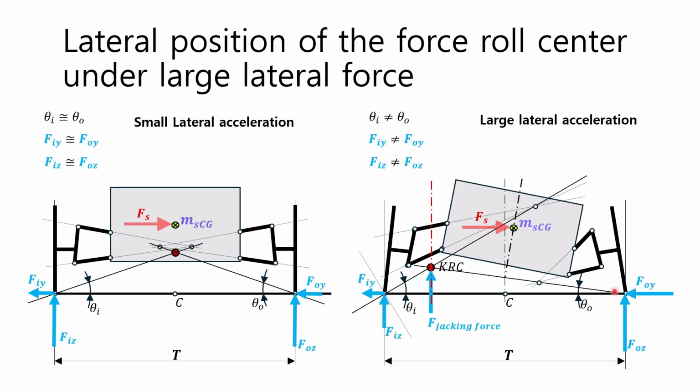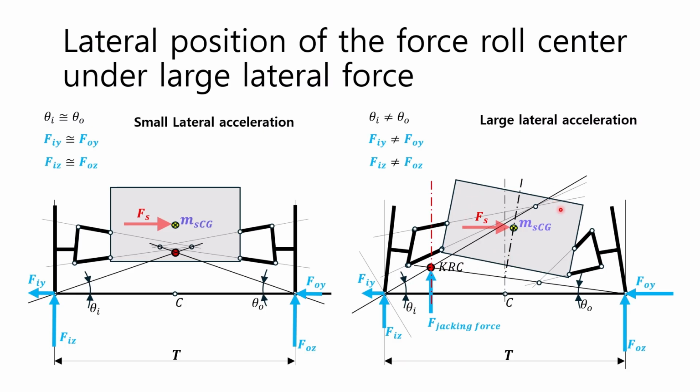For this reason, the jacking force caused by the difference in the outer wheel lateral force FOY and the inner wheel lateral force FIY in the figure on the right causes an up and down displacement of the roll center, and the line of action of the jacking force caused by the different lateral loads of the left and right wheels exists outside the vehicle's central longitudinal plane. In a symmetrical vehicle, if the line of action of the jacking force goes outside the vehicle's central longitudinal plane, it will inevitably cause rotational motion of the sprung mass.